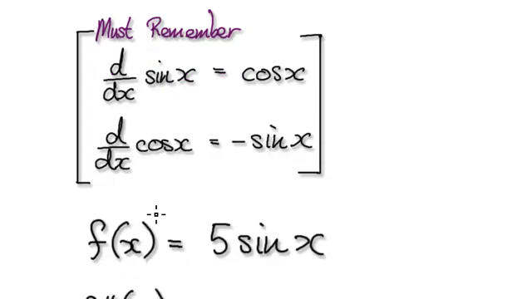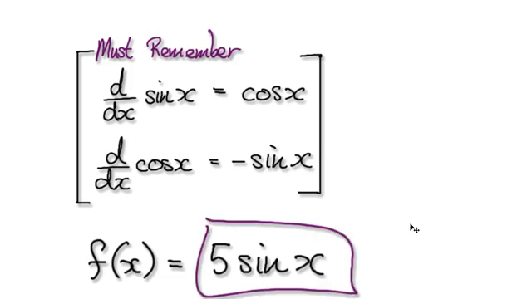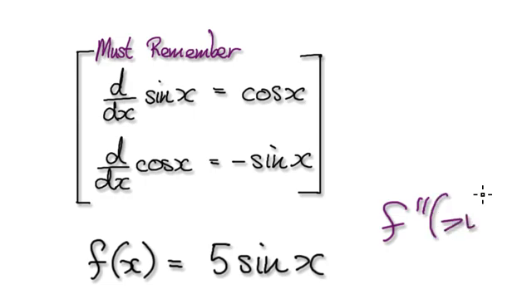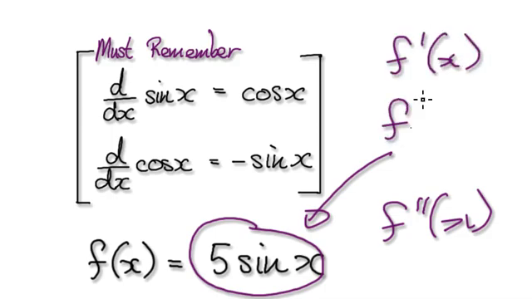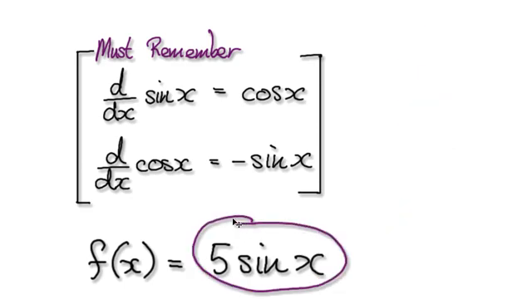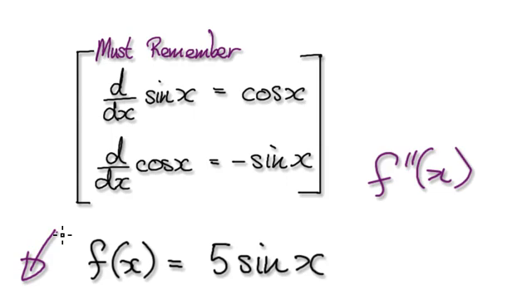Given f of x equals this, find f double prime of x, meaning that you have to differentiate this twice. F prime means you differentiate it once. F double prime, you've got to differentiate it twice. So differentiate this twice, but be careful, because when you differentiate it the second time, you're going to get this negative. So be careful. Press pause and have a go. Find f double prime of x.